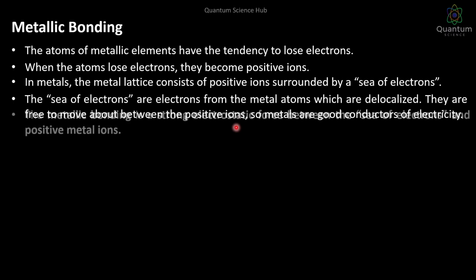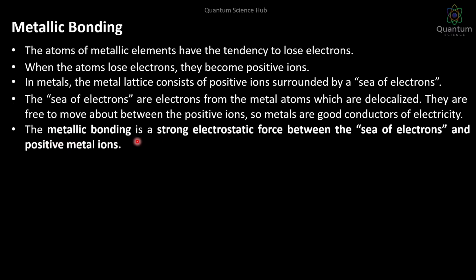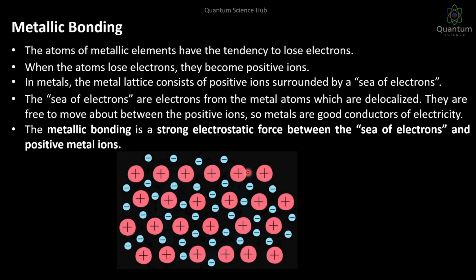Okay, please remember that. The metallic bonding is a strong electrostatic force between the sea of electrons and positive metal ions. And this is the structure for metallic bonding. And the positive here, this is what we call the positive charge of metal ions. And this is the delocalized electrons.